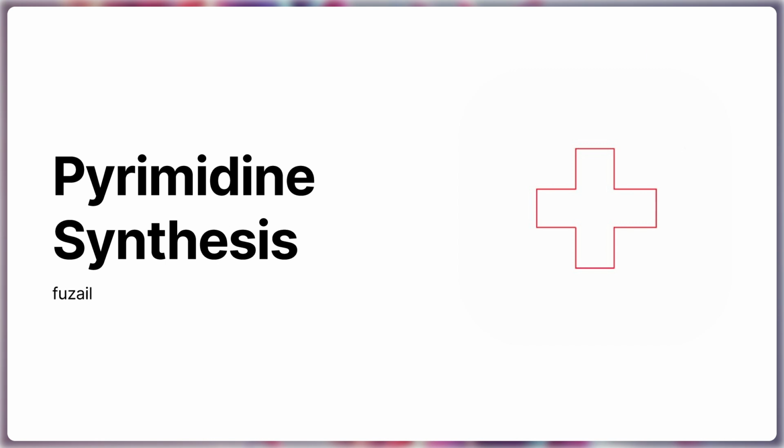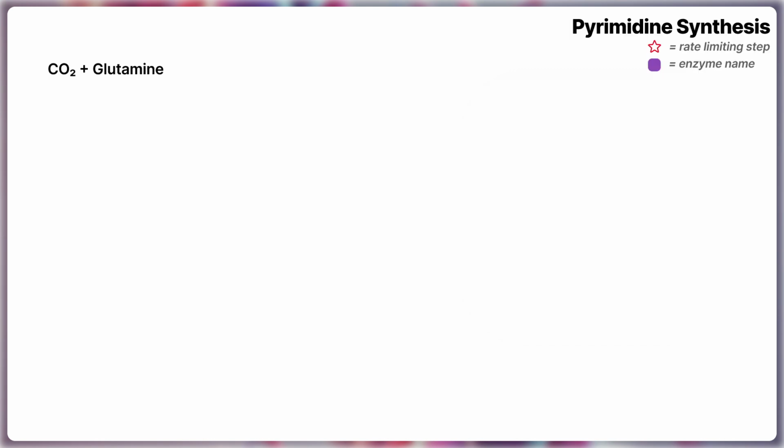Let's get started. Pyrimidine synthesis takes place in the cytoplasm of all cells, and it begins with carbon dioxide and glutamine, which are converted to carbamoyl phosphate by the rate-limiting enzyme, carbamoyl phosphate synthetase 2, or CPS2 for short. Unlike CPS1, which we covered in the urea cycle video and is found in the mitochondria, CPS2 is specific to pyrimidine synthesis, and it's found in the cytoplasm. To remember this, just think of cytoplasm instead of cytoplasm.